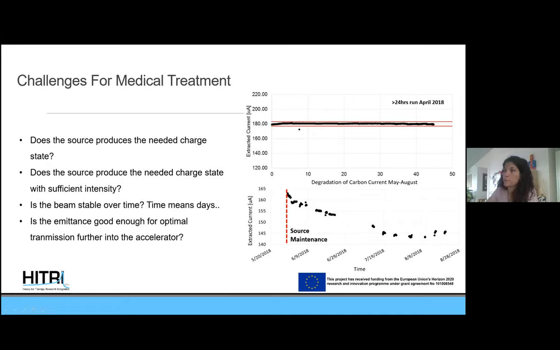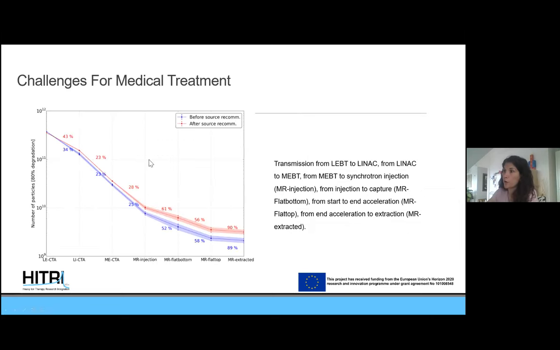And yeah, I just wanted to show you how a source retuning can influence your whole accelerator. So before the source recommissioning, we had a certain transmission from the LEBT to the MEBT and from the MEBT to the main ring in the synchrotron up to extraction. And after recommissioning the source, we actually improved the overall transmission.